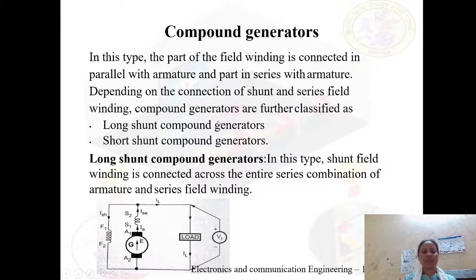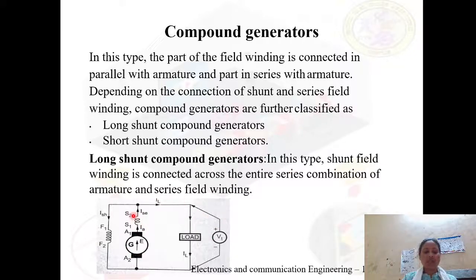to the armature. So depending on the connection of shunt and series field winding, the compound generators further can be classified as long shunt compound generator and then short shunt compound generator. So we will consider long shunt compound generator first. Okay, here. So this is the structure of long shunt compound generator looks like.